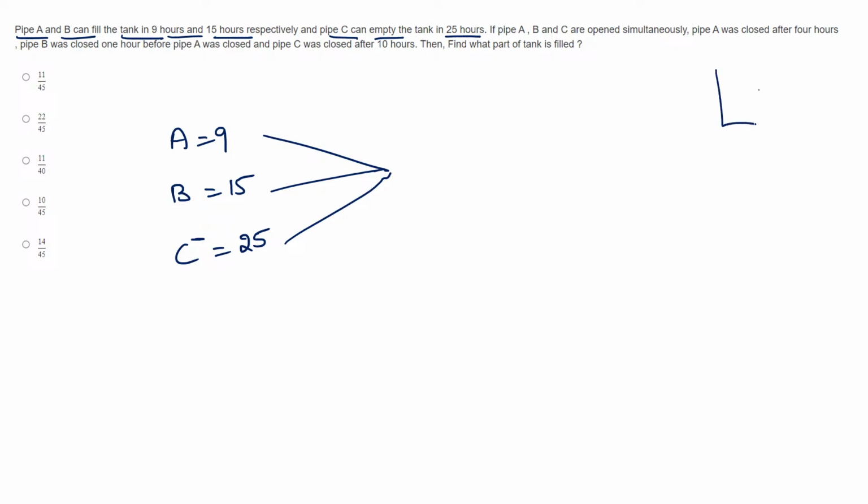That means let us take that you have a tank. We are going to assume the capacity of the tank, like how many liters it can hold. So what is the LCM of 9, 15 and 25? All of you solve it. So let's find out 9, 15, 25.